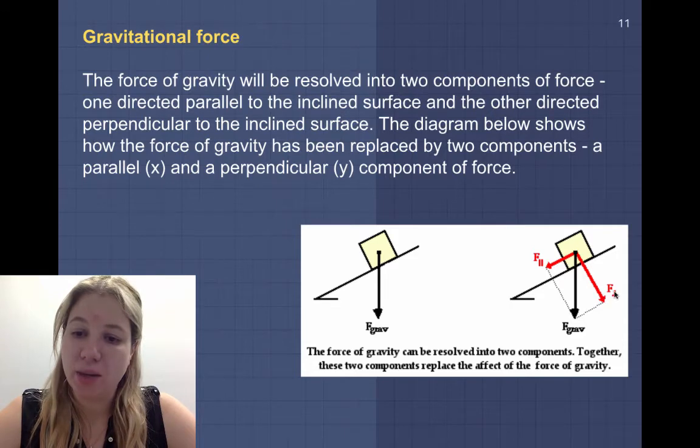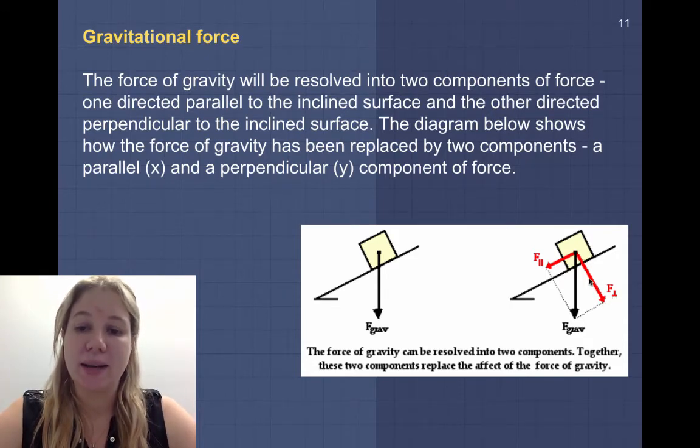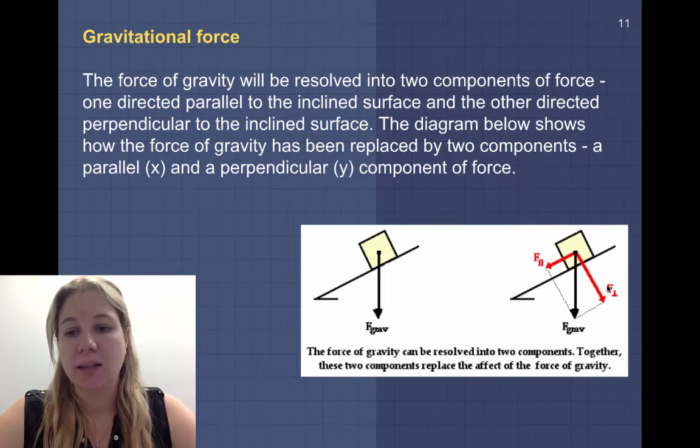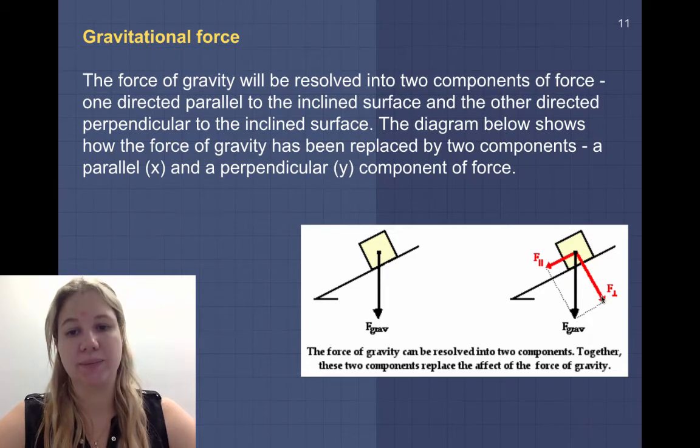This one is perpendicular to the inclined plane, and you'll notice that it is in the same direction as the normal. The normal would be coming up this way, and here the y component of the force of gravity is perpendicular to the inclined plane. So this here is your x component, and this here is your y component.